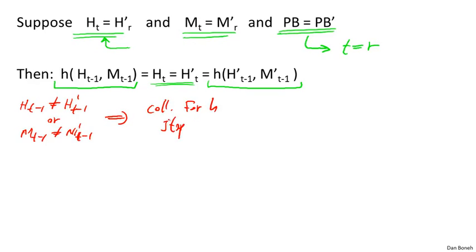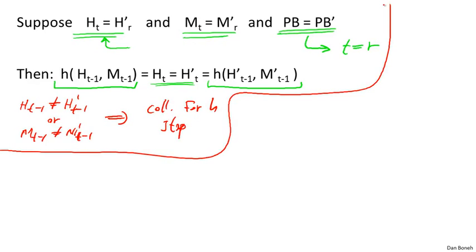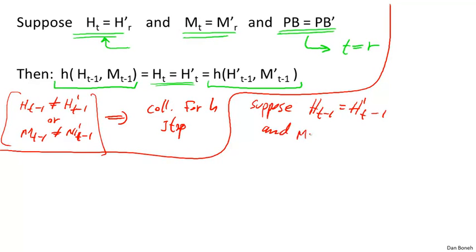We're done. So now the only case when we need to continue is if this condition over here doesn't hold. Namely, let's suppose that h_{t-1} is equal to h'_{t-1}, and we already know that m_t is equal to m'_t, and m_{t-1} is equal to m'_{t-1}. Suppose it so happens that these conditions hold. Well, you can see that now we can continue to iterate. In other words, we can now apply exactly the same argument to h_{t-1} and h'_{t-1}. And so iterating this again and again, we can iterate all the way to the beginning of the message.